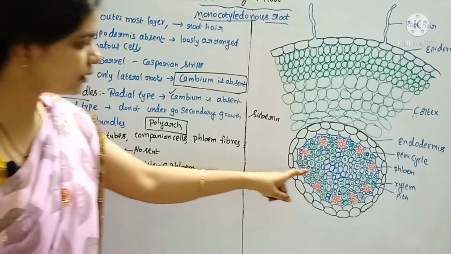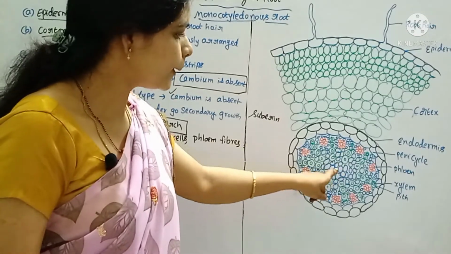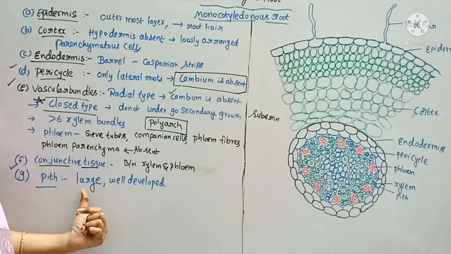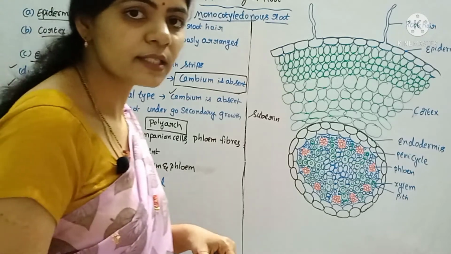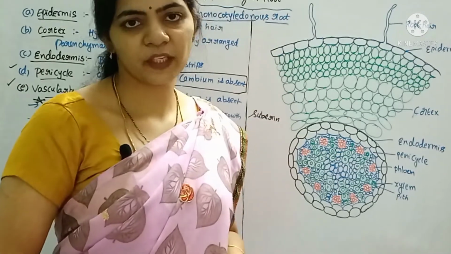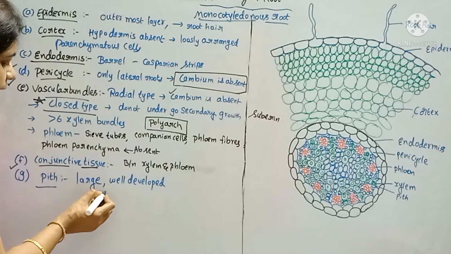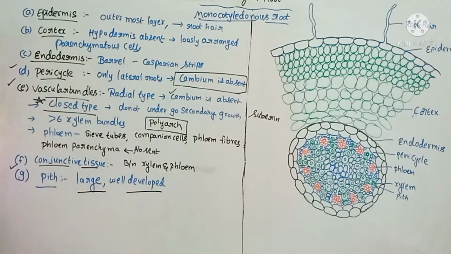And the last one is the pith. Here, the pith is well developed and large, whereas in dicots, it is very small and inconspicuous, right? But in the monocots, the pith is large and well developed.